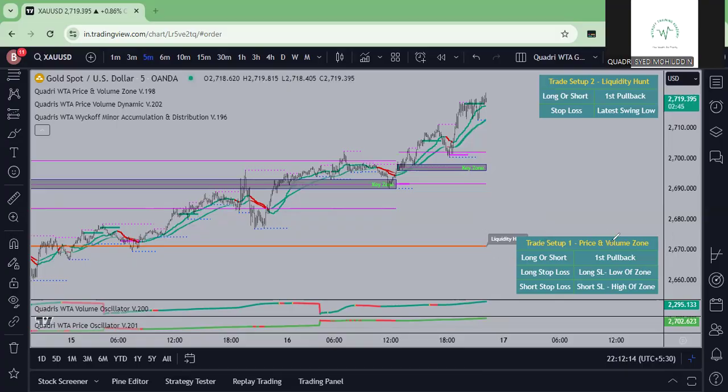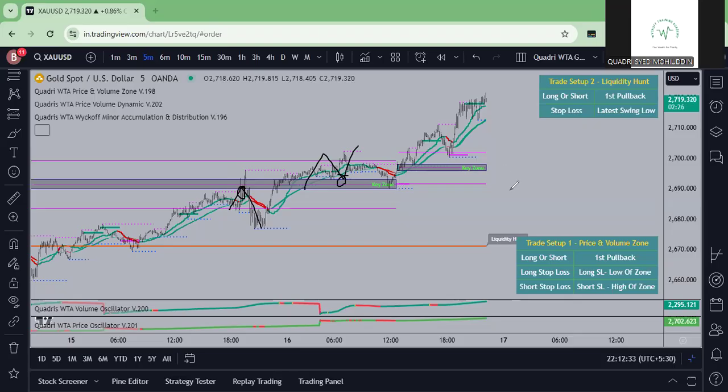And if not, then you're trading based on price and volume zone. Once the price and volume zone is formed, we would either look for a breakdown opportunity, a test of a breakdown, or a test of a breakout. This is the zone.